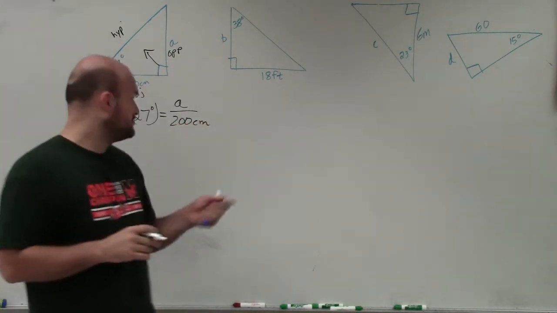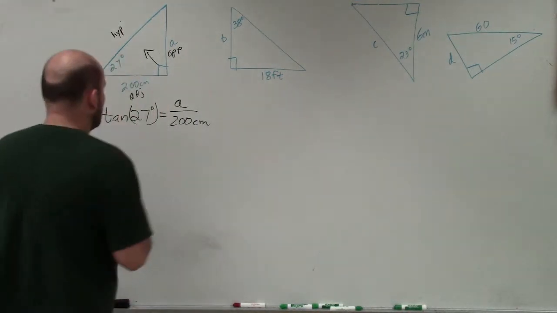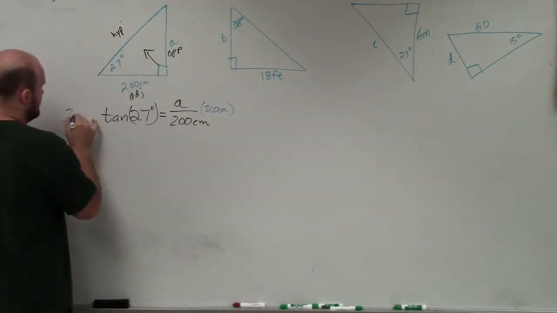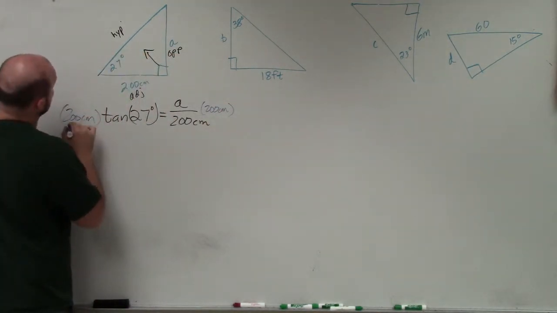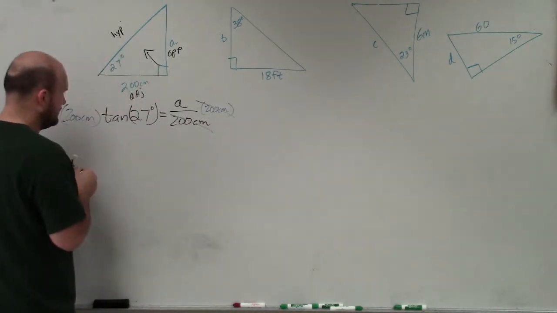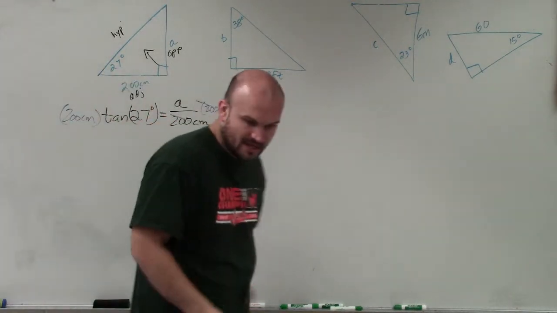Now, to solve for A, I need to get 200 off of the bottom. So I'm going to multiply by 200 centimeters on the right side and on the left side. Therefore, that divides out to 1, and I'm left with tangent of 27 degrees times 200 centimeters equals A.